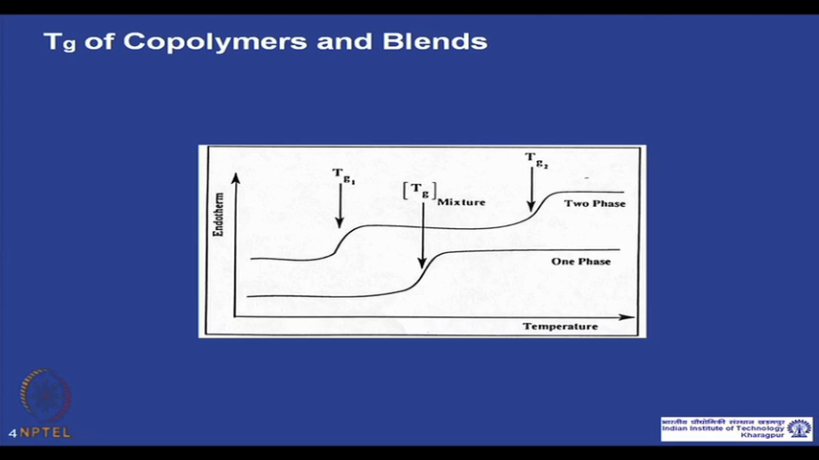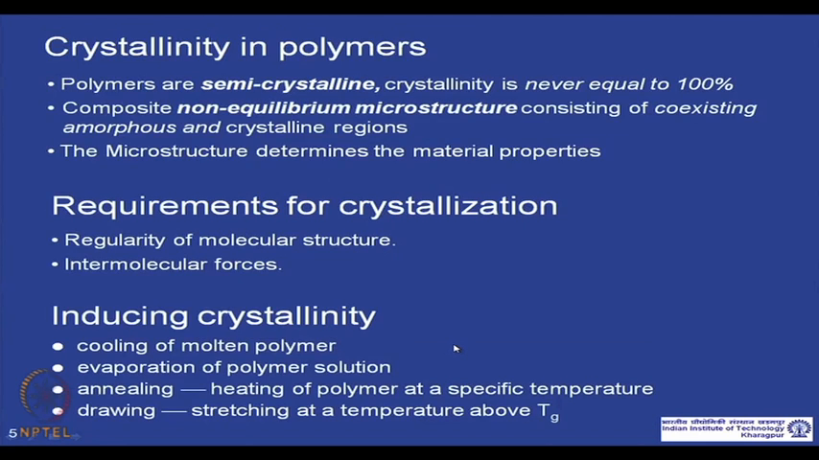So, if you want to show this pictorially, if you have a two phase, immiscible system, you get two Tg's corresponding to the homopolymers, and if you have a completely mixed or miscible blend or miscible copolymer, then you have a Tg intermediate between these two. The value of this Tg is given by the two expressions I just wrote. We will come to Tm and melting point.